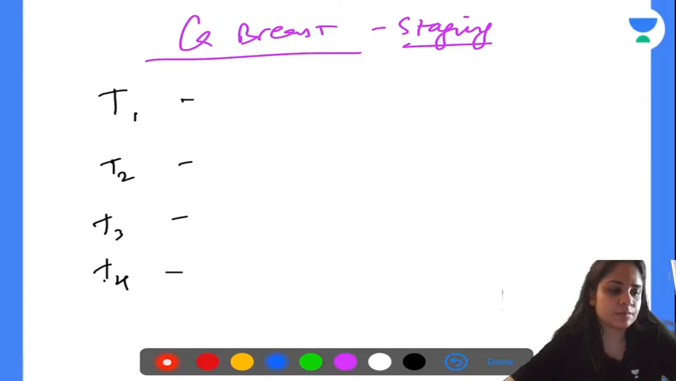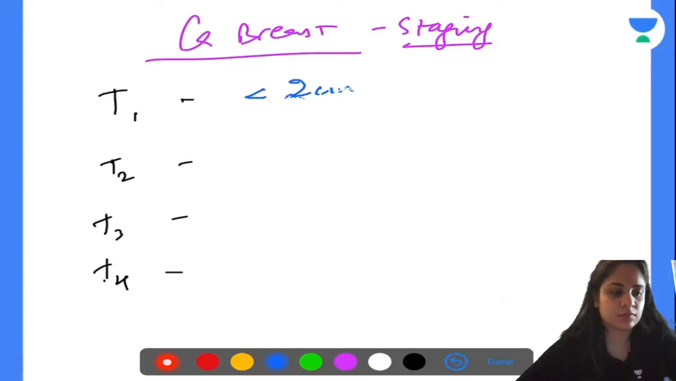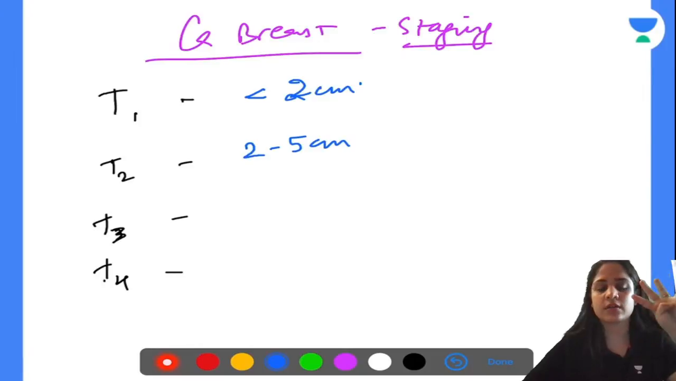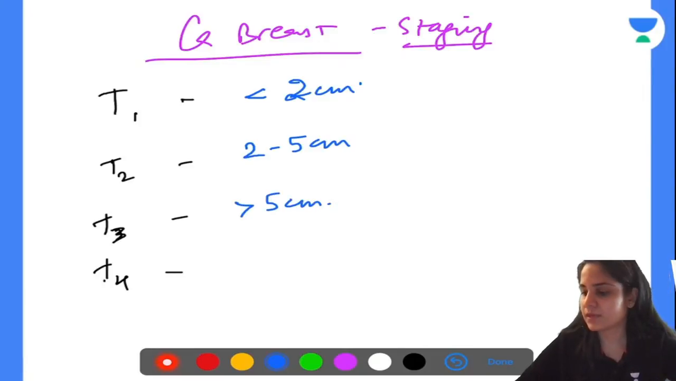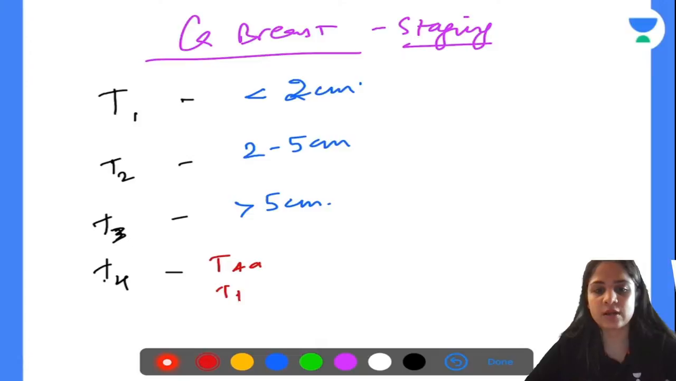Okay, very good. T1 mein tumor size is less than 2 cm. T2 mein? T2 mein 2 to 5 cm, very good. T3 mein tumor size will be more than 5 cm. And T4 mein you have four different subgroups. You have T4A, T4B, T4C and T4D. Okay, so what are the subgroups that you have to remember?